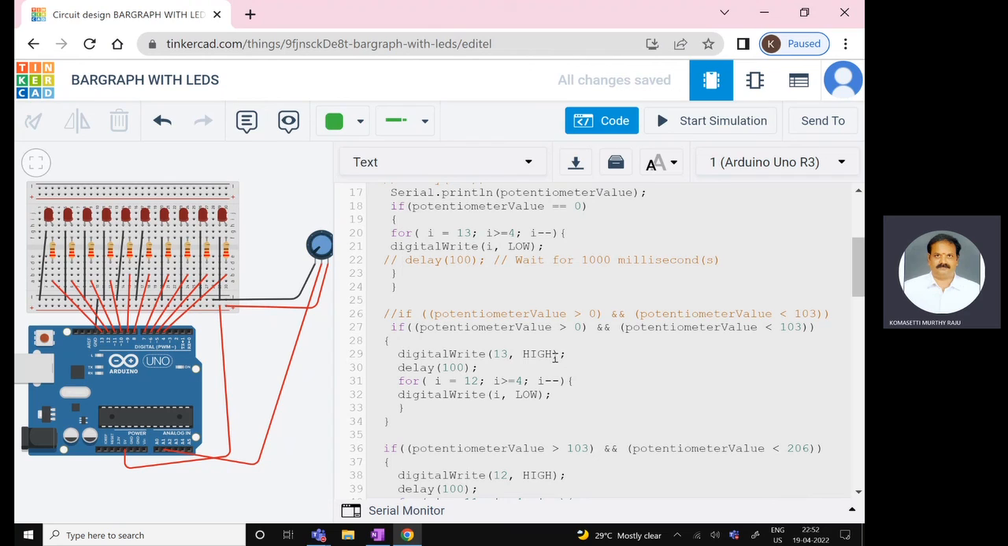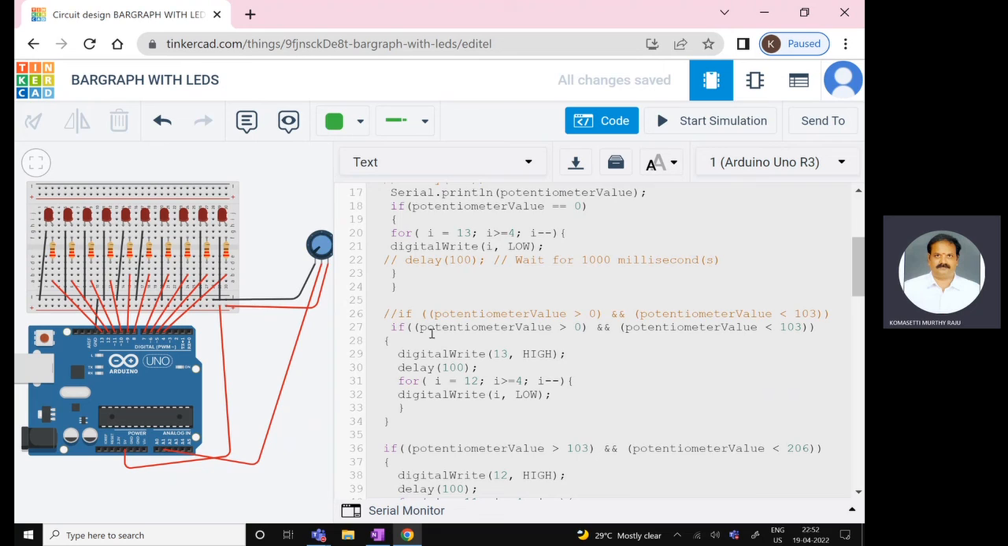DigitalWrite on the 13th pin is HIGH, meaning the first LED is high. In the analog values 0 to 103, the first LED is on, and the remaining LEDs, pins 12 to 4, are off. That means the 13th pin is assigned to the first LED anode. That is the reason for digitalWrite 13 HIGH. The remaining LEDs are off, so pins 12 to 4 are LOW. In this way, the first LED is done.